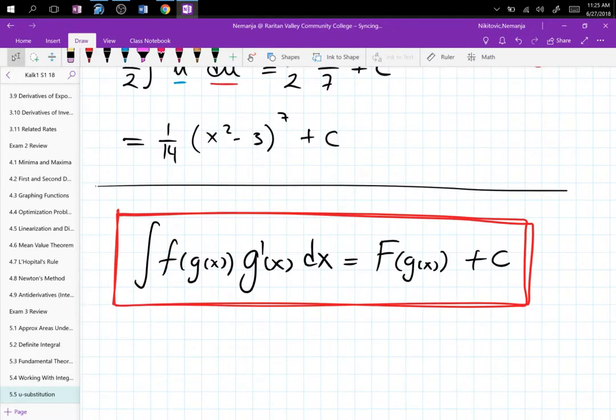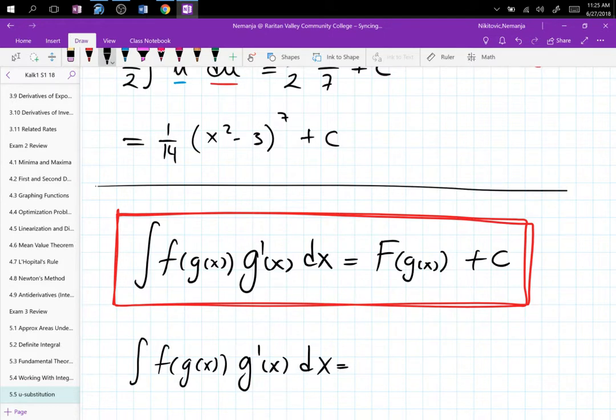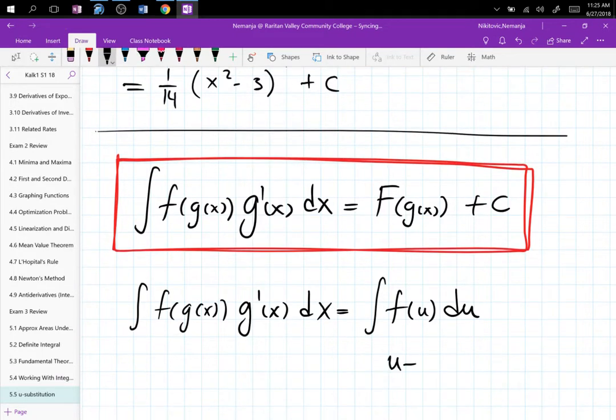Now you say, well, I don't see u. Why is this called u sub? Well, u is in here. The formula that is given in the book says the integral of f of g of x times g prime of x dx is equal to the integral of f of u du, where u equals g of x. So this is the formula that is given in the book.